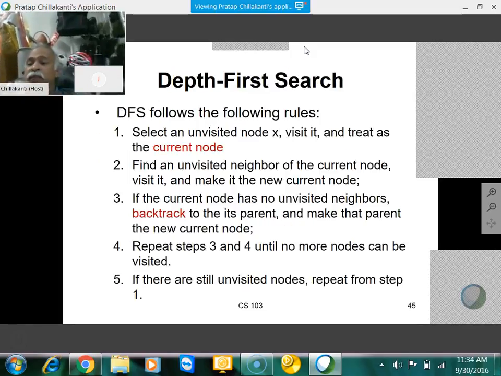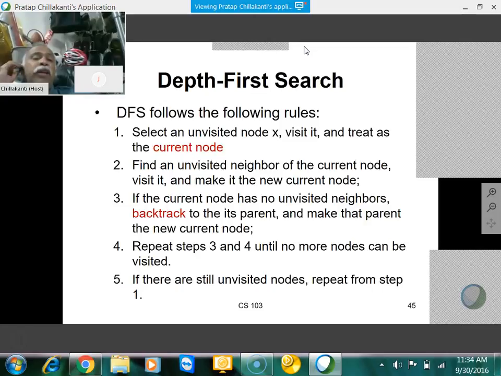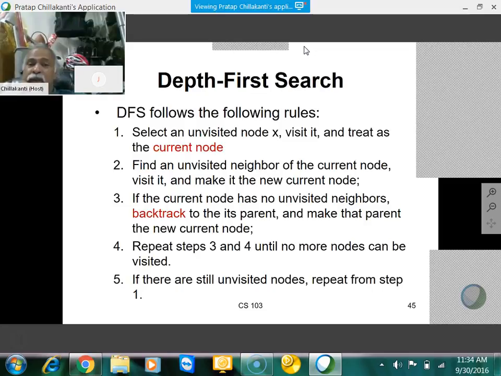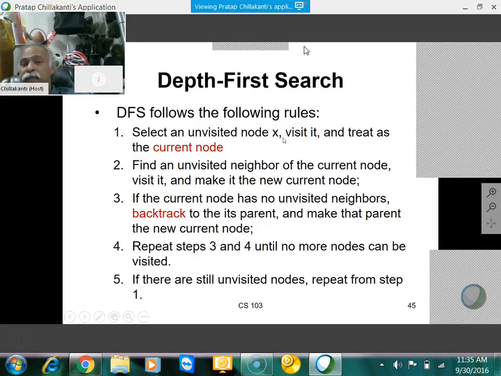So here are the rules for depth first search. What are we doing here again? We have a graph, and then we are doing a depth first search. And the way we do that is the following. There are some steps that you follow in the process of doing depth first search. Step number 1, select an unvisited node X. It could be from anywhere in the graph, because remember, a graph does not have a root. That's another difference. Trees are rooted, right?